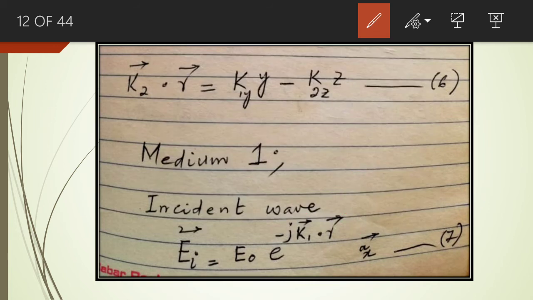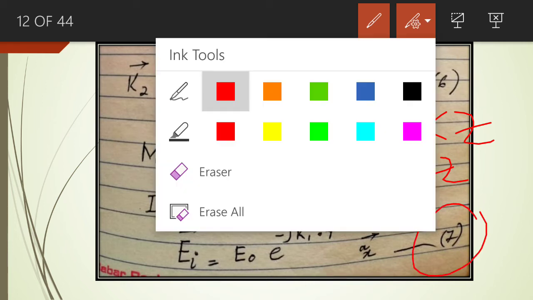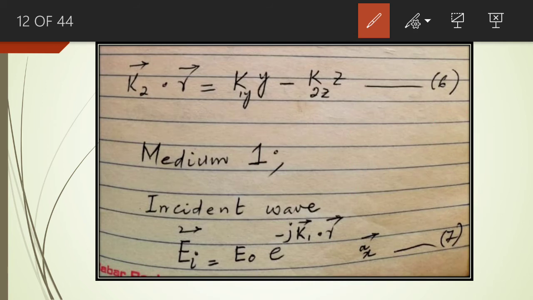remember, k1 dot r is equal to k1 y minus k1 z. So we put this value of k1 dot r in equation number 7. So let us put this value in equation number 7.